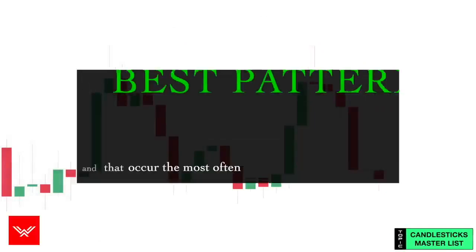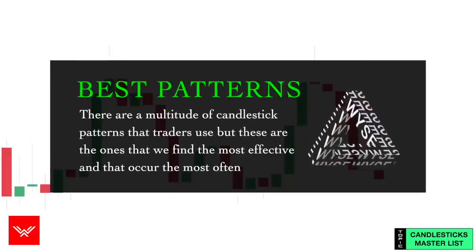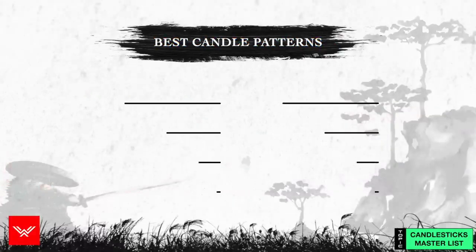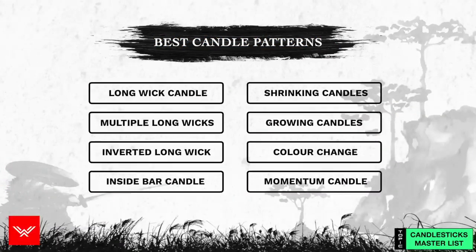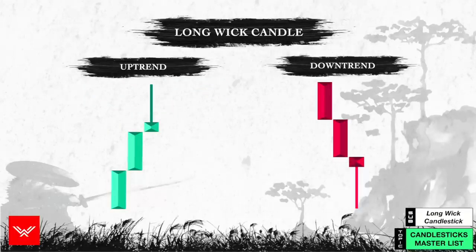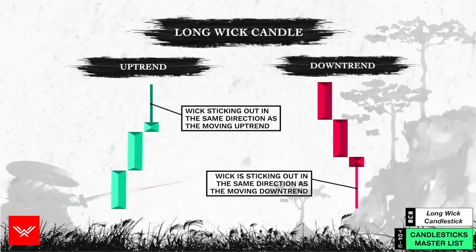Now, there are a multitude of candlestick patterns that traders use, but these are the ones we find the most effective and that occur the most often. Let's start with the first, which is the long wick candle. This is any candle where the wick is sticking out in the same direction as the moving trend.